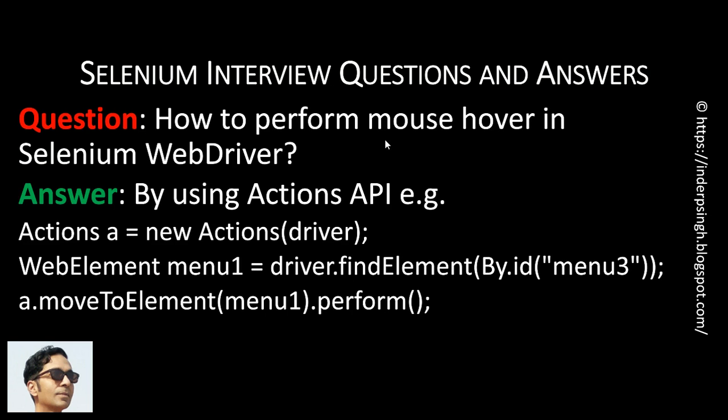How to perform mouse hover in Selenium WebDriver? By using Actions API. For example, WebElement menu1 = driver.findElement by the locator, and then moveToElement. And we always have to call the perform method at the end when using Actions API.